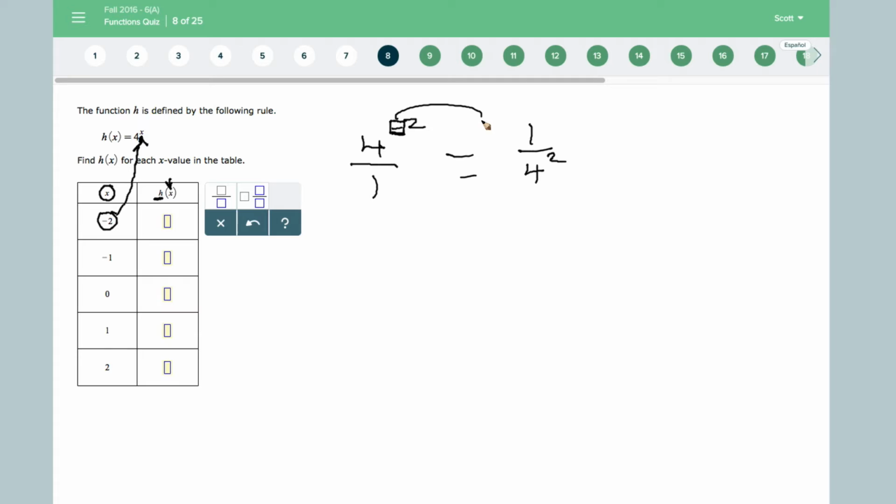Now notice the negative is gone, okay? So what's 4 squared? It's 16. So 1 over 16. And that's our answer. Remember, it's not times, it's an exponent. If we do the same thing with -1, we have 4 to the -1 power. We flip that upside down, it becomes 1 over 4 to the 1 power. Anything to the 1 power is itself, so that's 1 over 4, not minus.